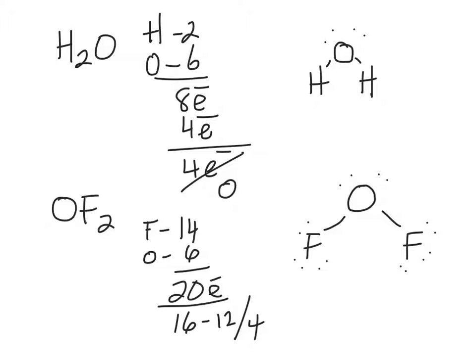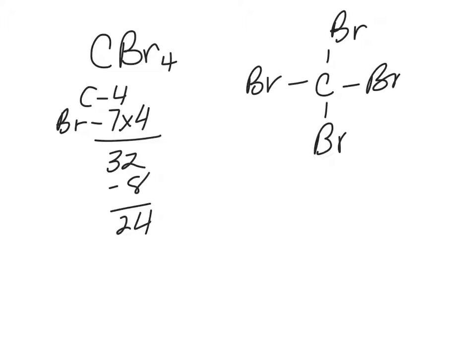CBr4. Eight electrons. Each bromine needs another 6. Do I have 24 electrons? Yes, I do. Each atom is surrounded by 8 electrons: carbon, bromine. Isn't that cool? How many is it? 28. Okay, nice.